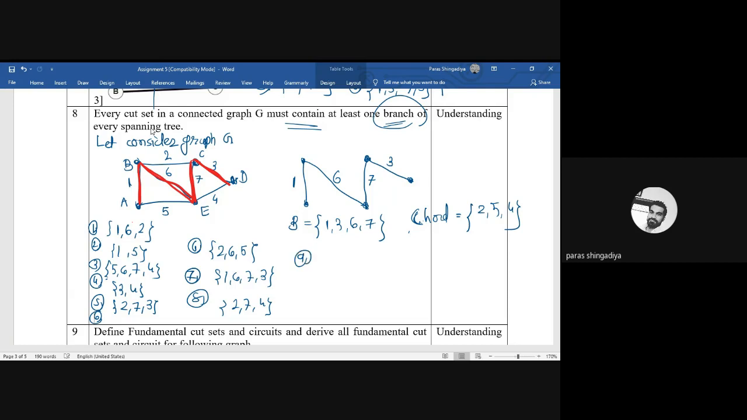Clear? Then after 3, 7, 6, 5. 3 7 6 5 is a cut set. Clear? And let's take the last one.